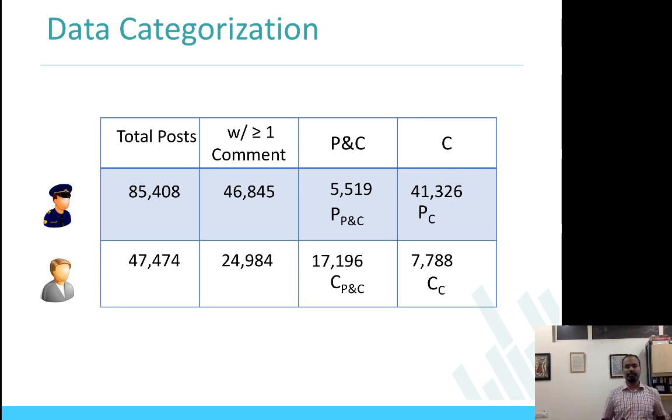If you look at the posts which had one or more comments, it is about 46,000. The posts which had one or more comments from the citizens, among the 47,000, is about 24,000.